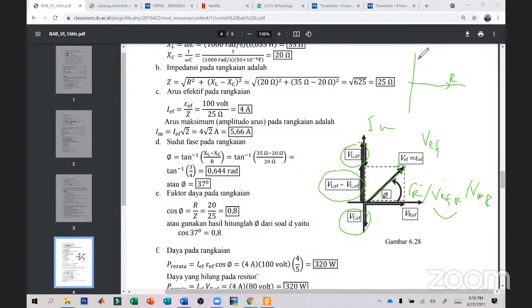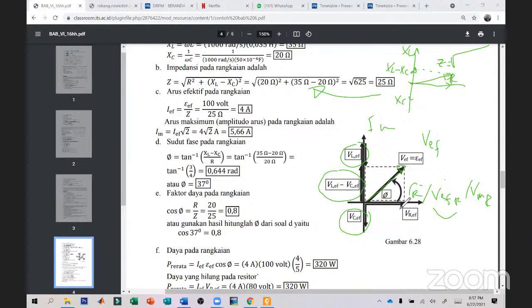This one is R and then XL, XC, and this one is XL minus XC. And then this one is the resultant. The resultant is the impedance, equals the square root of R square plus XL minus XC square. Like this one. So you can choose what graphic you want to draw, in impedance or in voltage.